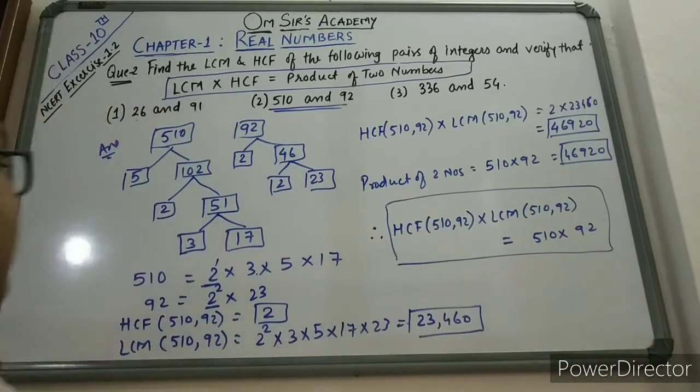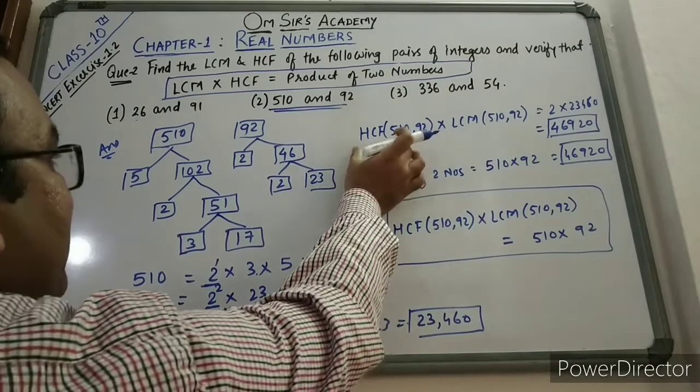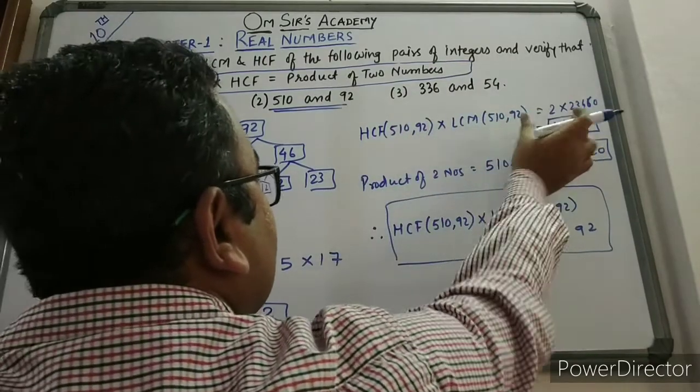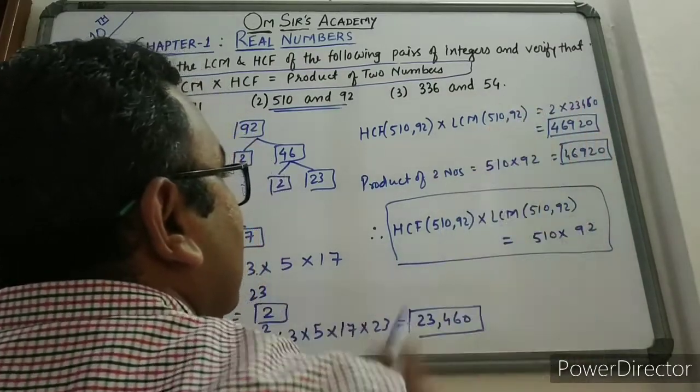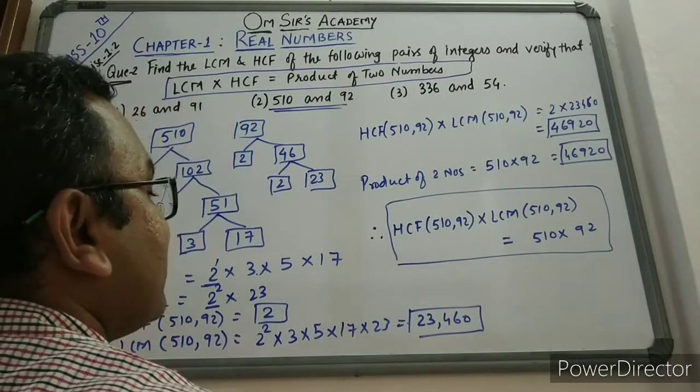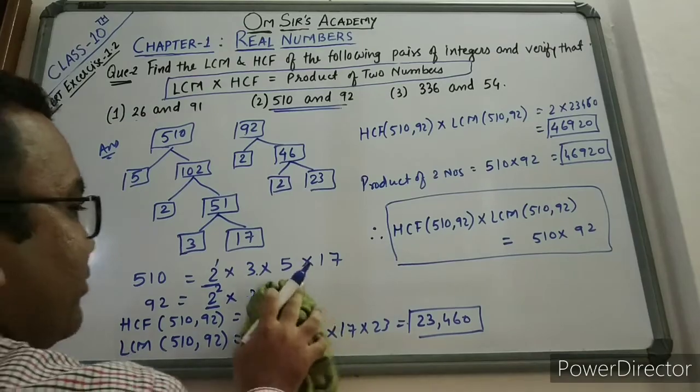Is it clear friends? So this way you have to verify it. You have to find first the HCF, then you have to find the LCM, then multiply the HCF with the LCM and you will get some answer, and multiply the product of the two numbers and you will get that answer, so that LHS should be equal to RHS. This is the way we verify it.